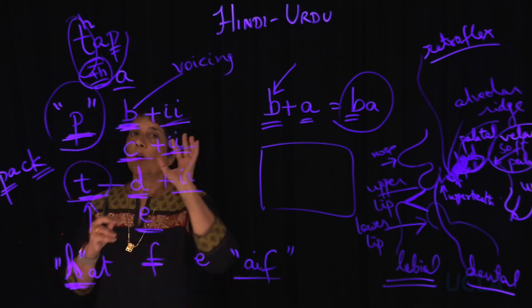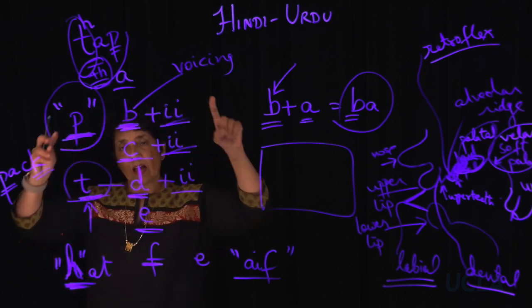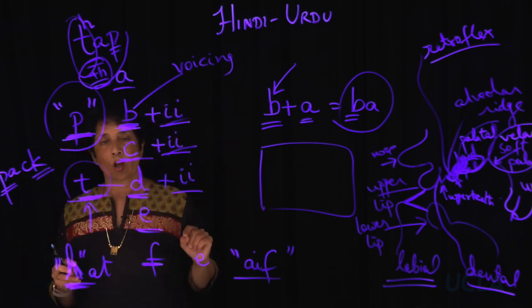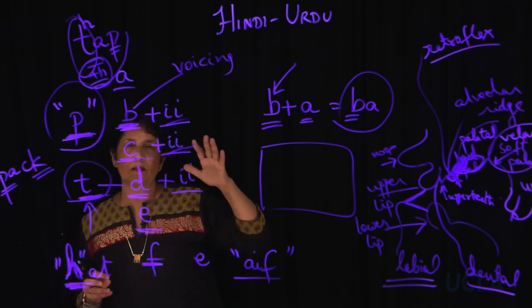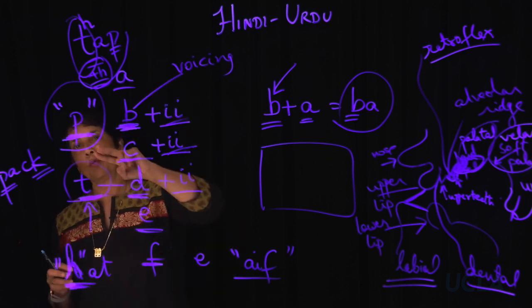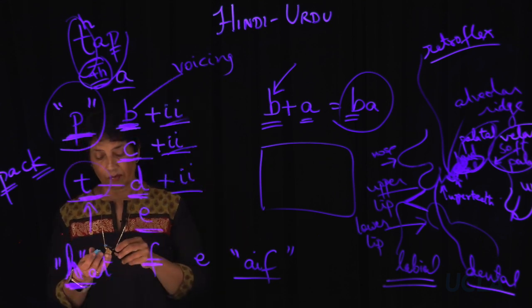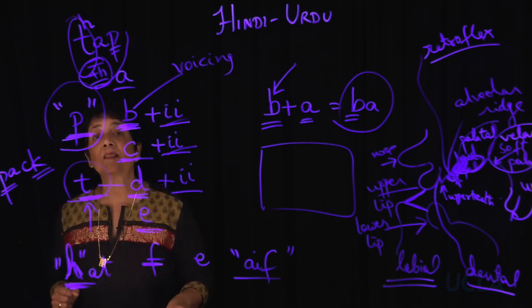So this is what we will start off with in Hindi-Urdu. We are going to start off with a roughly 5 by 5 grid with 2 additional sounds. Okay, so that's coming up in the next segment.